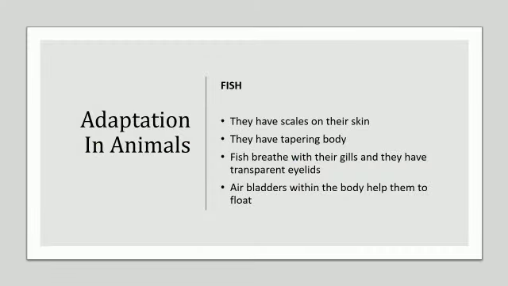Now we are going to study about adaptations in animals. Aquatic animals like fish have scales on the skin and fins on their body. Their body is tapering on both the ends. Humans breathe with the help of their nose, but fishes breathe with their gills. Their eyes have transparent eyelids. They also have air bladders within the body to help them to float.